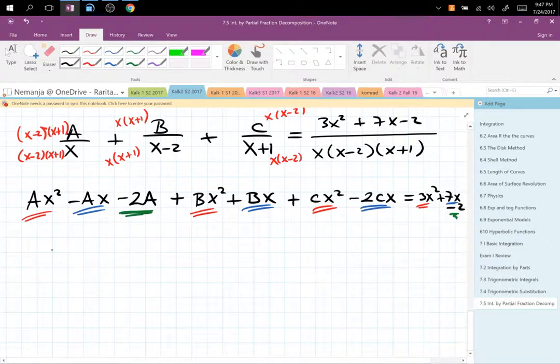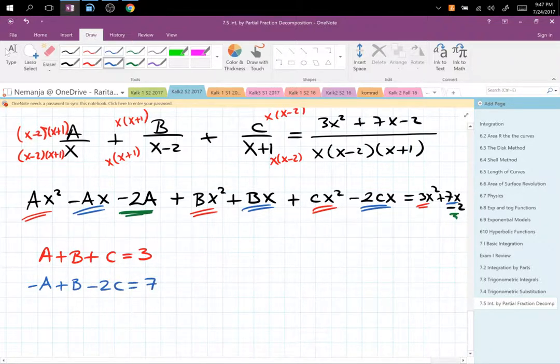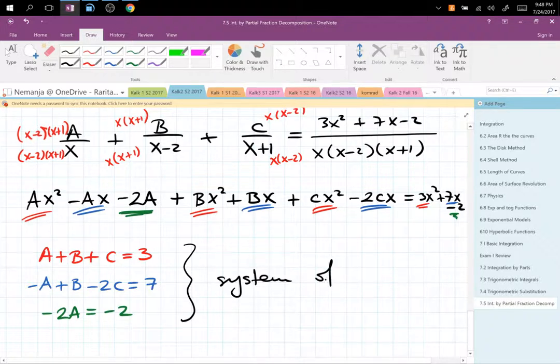So I have the red equation, a plus b plus c is equal to 3. I have a blue equation, negative a plus b minus 2c is equal to 7. And I have a green equation, negative 2a equals negative 2. System of equations.